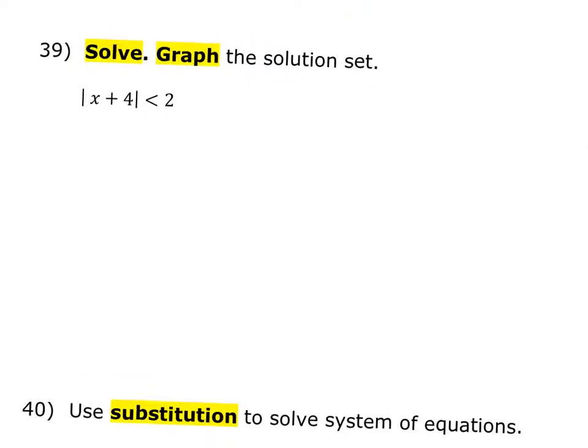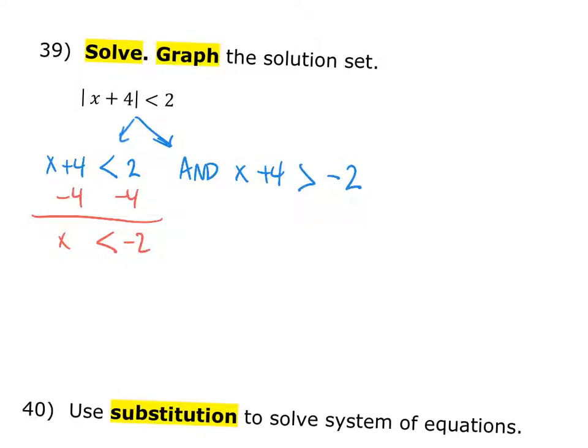So this one is a less than, which means it's an and. When I set up my two cases, remember, always check to make sure that originally the absolute value is less than or greater than a positive. Then we set up our two cases. Case 1, x plus 4 is less than 2. This is an and because it's less than. Case 2, x plus 4 is greater than negative 2. Solve each independently.